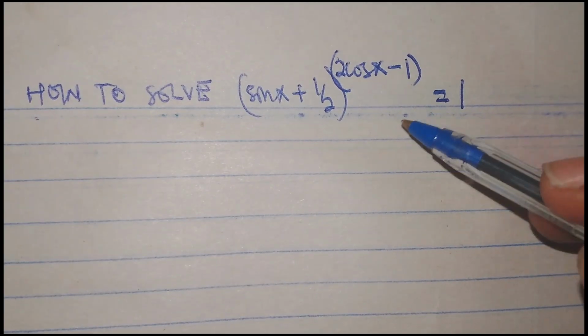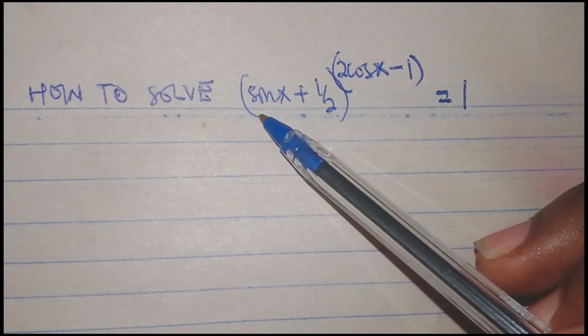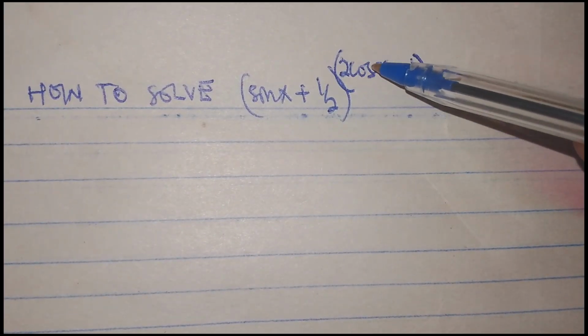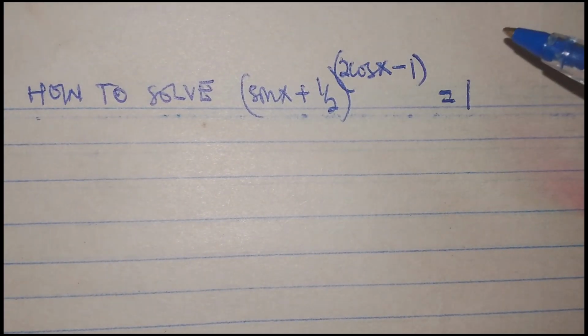Good day. In this lesson, we are going to look at how to solve (sin x + 1/2) raised to the exponent of 2 cos x − 1, which is equal to 1.